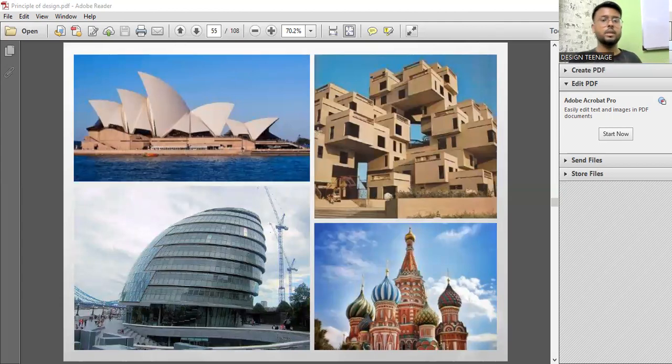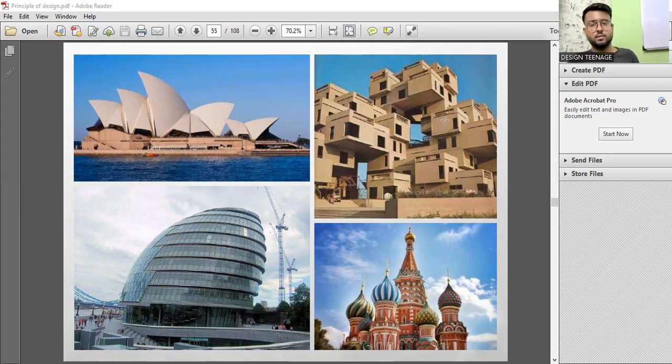Before that, let's talk about the names of the structures. First one, Karthik, name of the structure? Opera House. Located in? Opera House is located where? In India. Opera House is not located in India. I told you long back, Opera House, where is it located? Sydney, Australia. Make sure you remember.